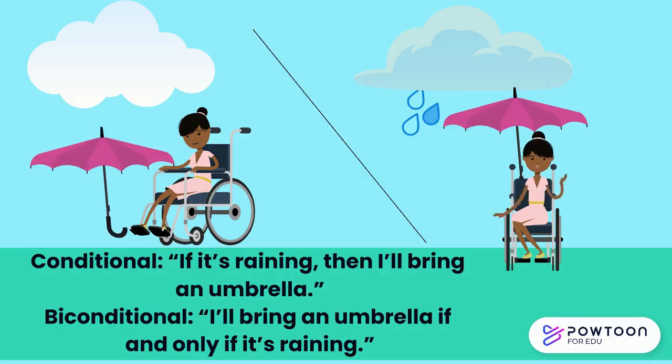For the statement, I'll bring an umbrella if and only if it's raining, which is a biconditional, rain and bringing an umbrella are linked in both directions. Bringing an umbrella only happens when it's raining, and it is raining if and only if you bring the umbrella.